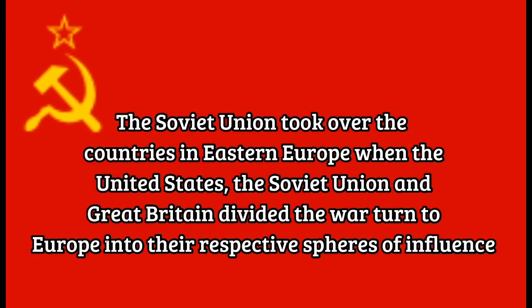After the war, however, Stalin re-established the Comintern as the Communist Information Bureau, or Cominform. The Soviet Union took over the countries in Eastern Europe, with the United States, the Soviet Union, and Great Britain dividing the war-torn Europe into their respective spheres of influence. The Cominform, like the Comintern before it, helped direct the various communist parties that had taken power in Eastern Europe.